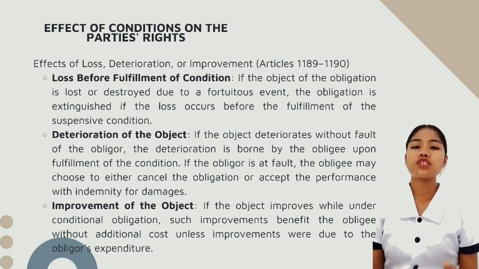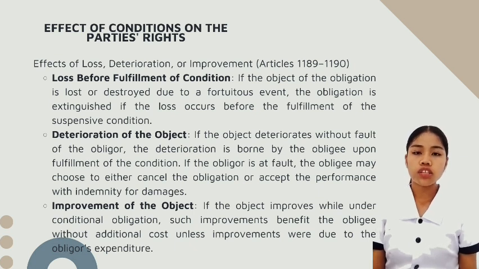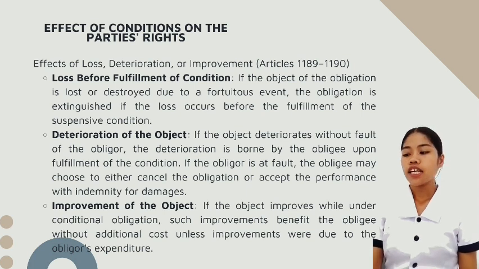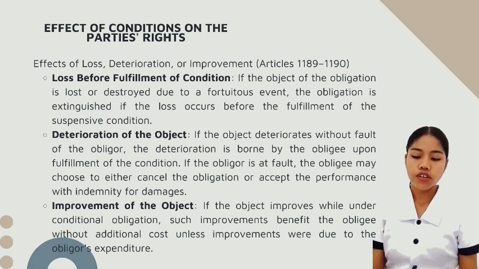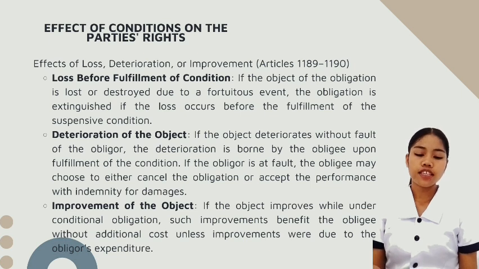It means that if the object improves while the condition is pending, the benefit goes to the obliged without extra cost. For example, a landowner promises to sell a plot of land once zoning approval is granted. If the government builds a new road that increases the land's value before approval, the buyer still gets the benefit of the improved land. It means that the government built a new road. That's why the value of the land increases. But even if the value of the land increases, the seller still needs to sell it to the buyer at the agreed price.